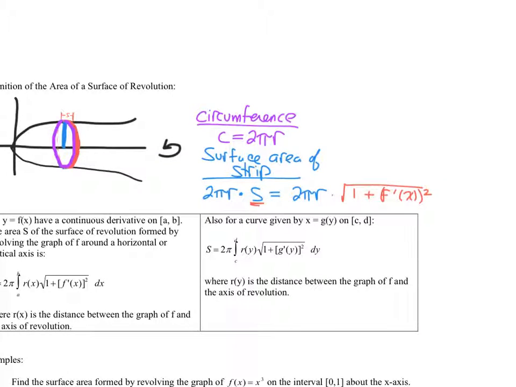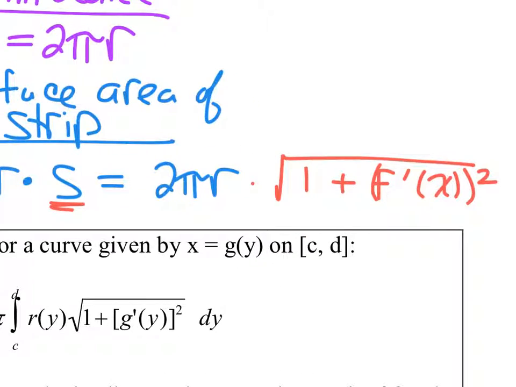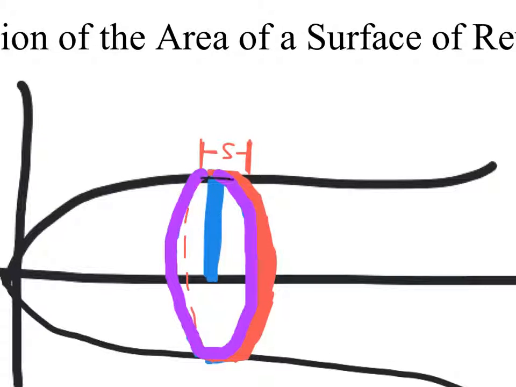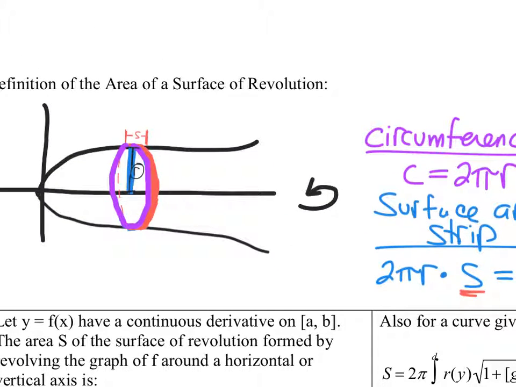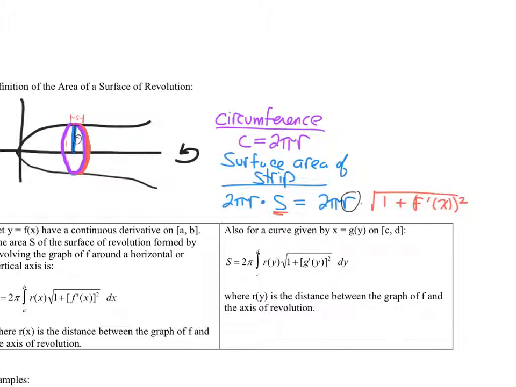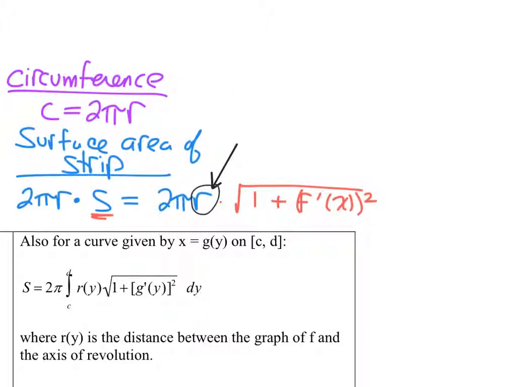All right, so then the only question would become, well, how do I come up with that r value? Well, if I look at my diagram here, this distance here is r. All right, so r is the distance from your axis of revolution to the outermost portion of the surface. All right, so r, again, is the distance from the axis of revolution.